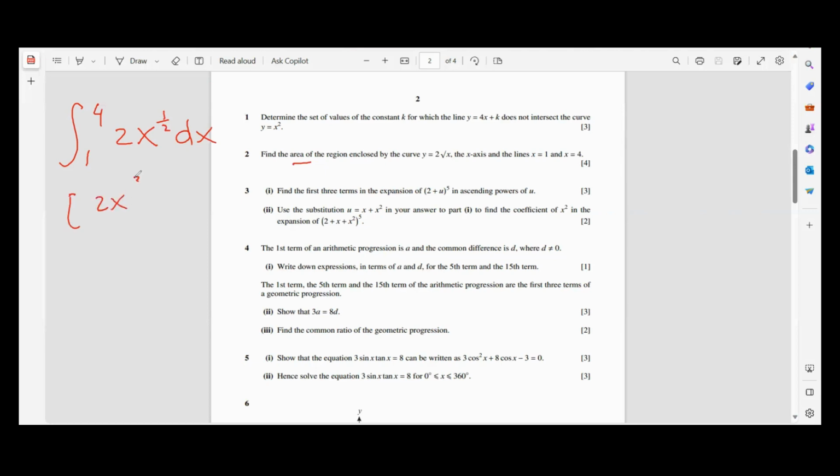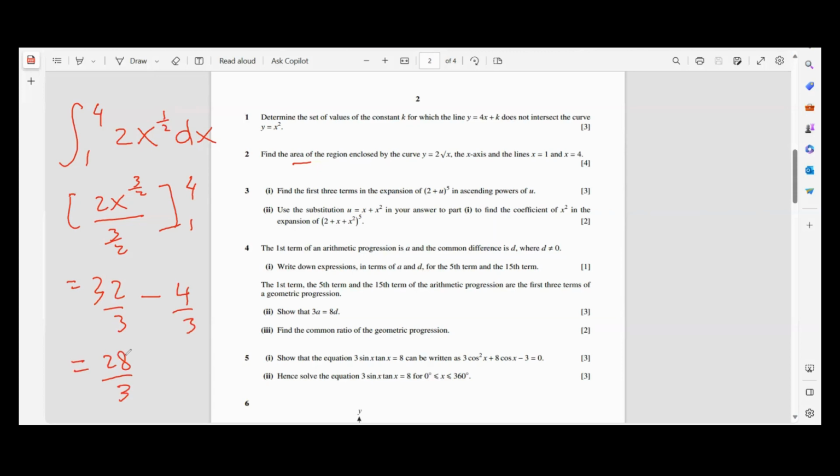So 2 times x to the power 3 over 2 divided by 3 over 2, from 1 to 4. And then it will become 2 over 3. This 4, we put it into x, then we square root it. We get 2 to the power 3, 8. 16. 16 times 2, 32. So 32 over 3. Minus, we put 1 there, and then that is 4 over 3. So we get 28 over 3. That is for the area.